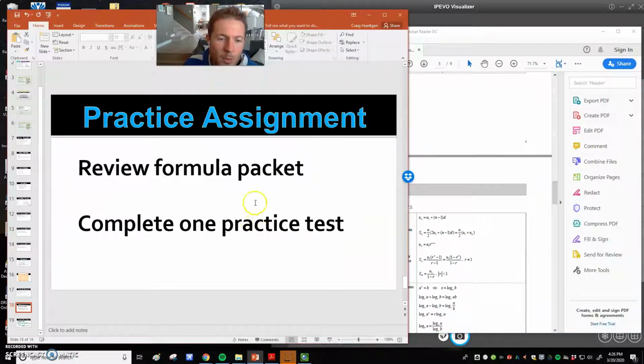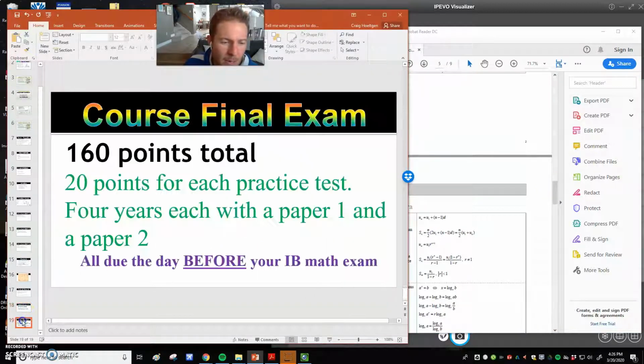Next, you should have one of those practice tests completed. I want to get to this piece right here. So your course final for us, each test is worth 20 points. Now you have 4 years of tests, each with a paper 1 and a paper 2, so that's 8 tests total for a whole course final of 160 points.